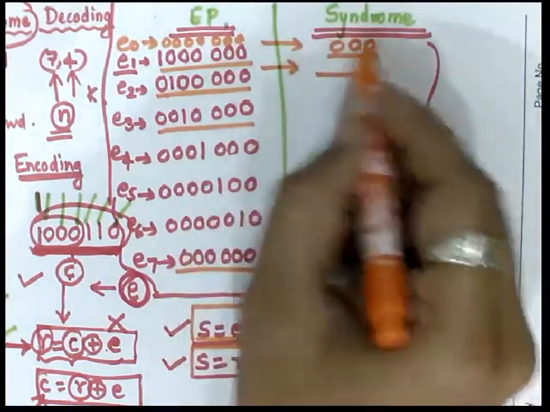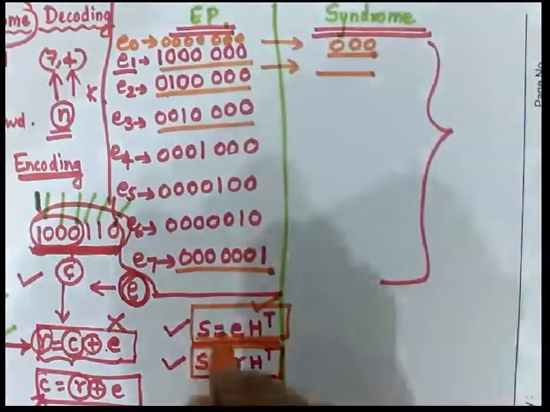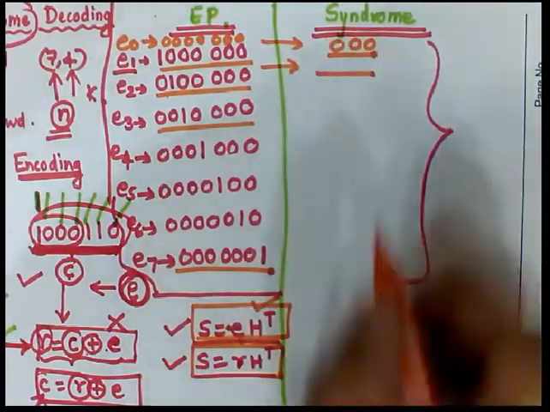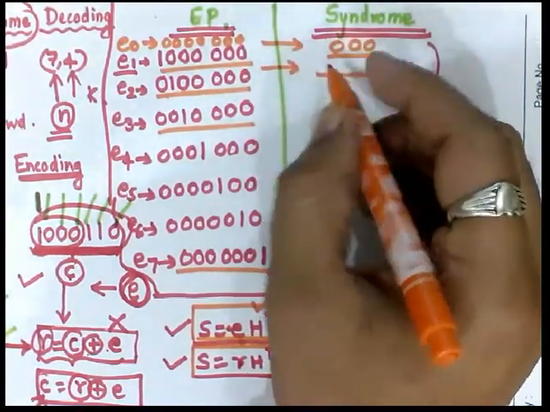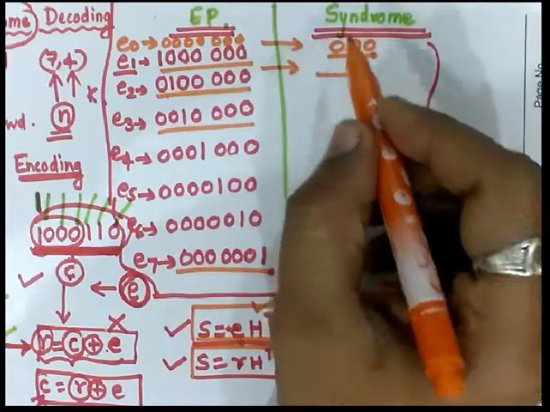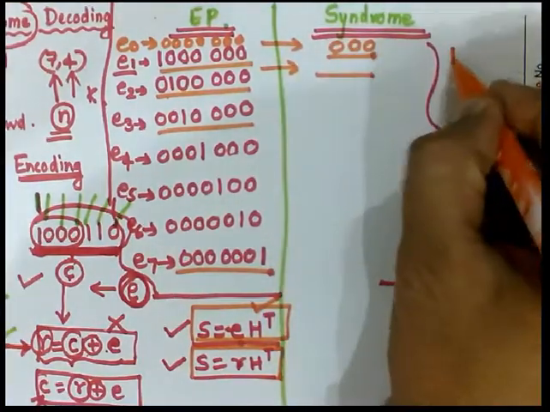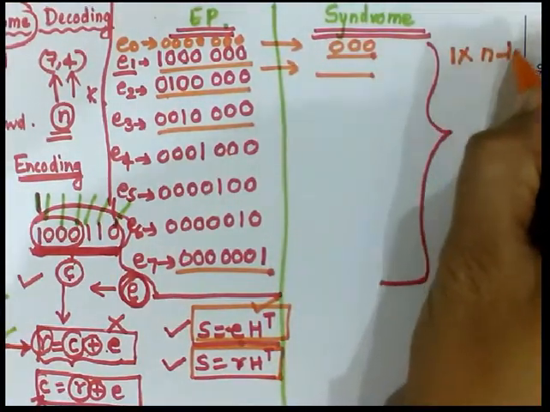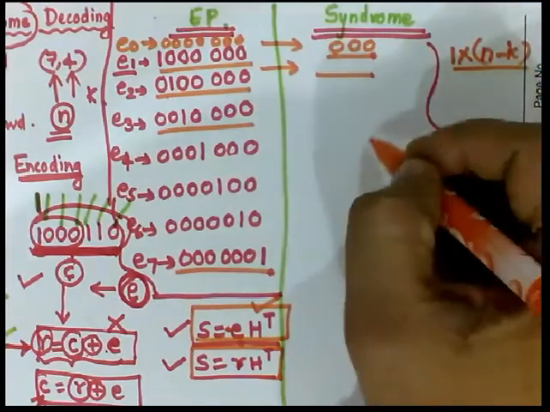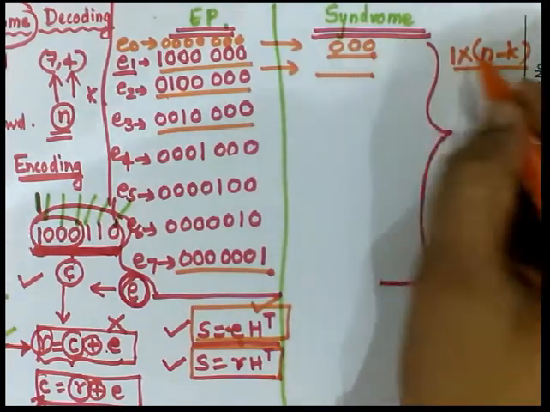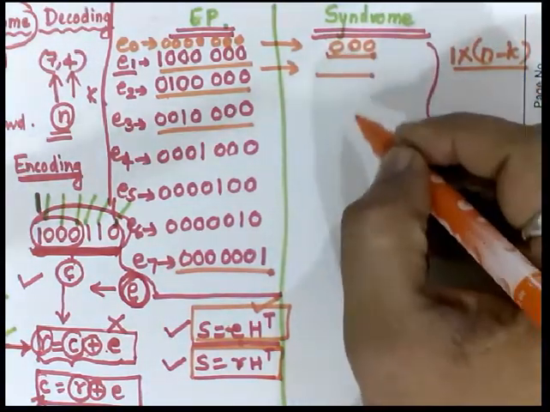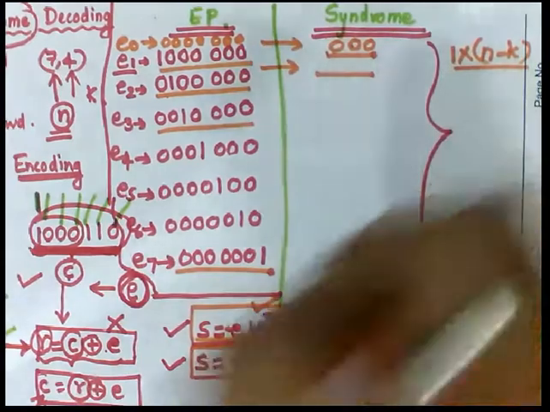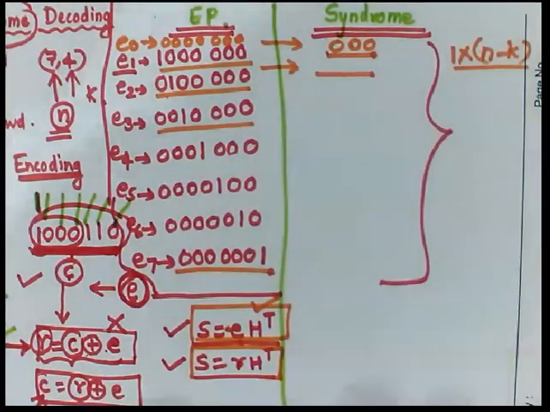How are these 3 bits calculated? It is based on the equations. Now, if you look at the size of this syndrome, it is 1 by n minus k. So for 7 comma 4, it will be a 1 by 3 matrix. That is how we get 000 here. Like this you can calculate it for the further error patterns.